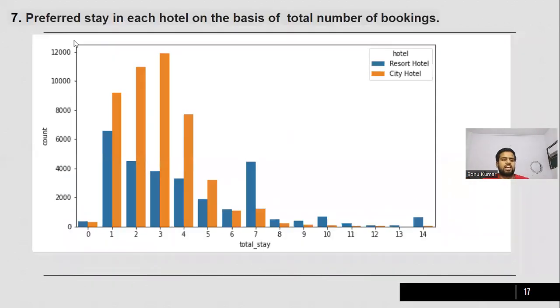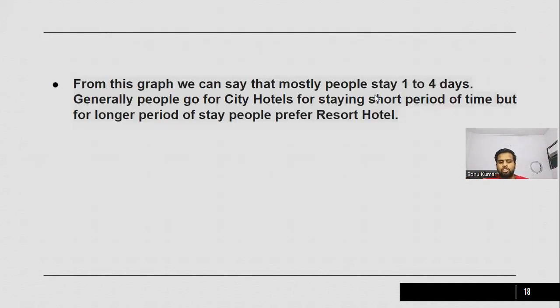Then we are discussing the preferred stay in each hotel on the basis of the total number of bookings. Here in the graph we can conclude that most people stay 1 to 4 days. Generally, people go for city hotels for short periods of stay, but for longer stays they prefer resort hotels. It means if the customer is looking for a longer stay, then they will book a resort hotel. And if the customer is looking for only 1 to 4 days, then he or she will book only a city hotel.